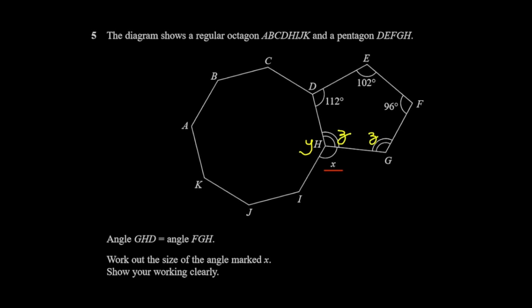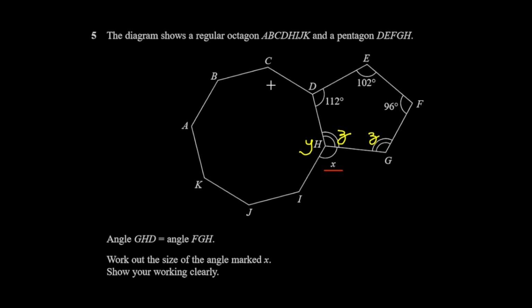And there is another z here because we're told that these two angles are the same. So we know that x plus y plus z will add up to 360 degrees. So let's deal with this regular octagon first.